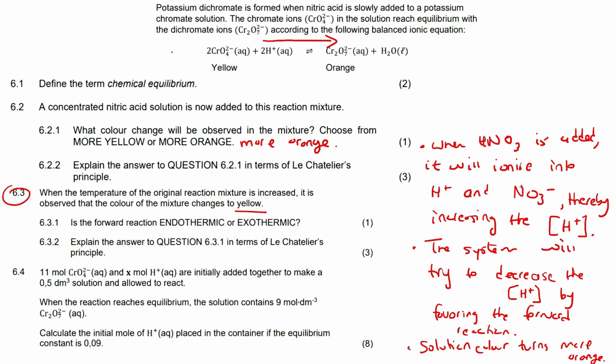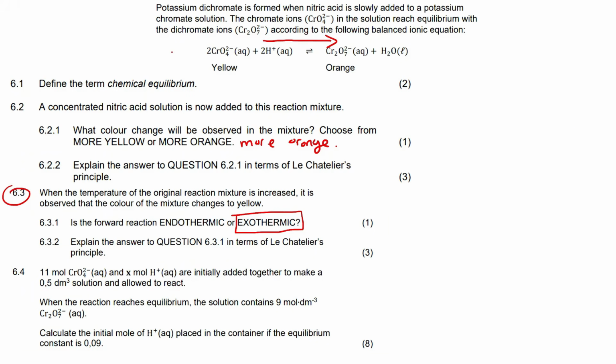Okay, so I'm going to do 6.3.1. I'm going to quickly tell you what the answer is for this one. Let me just think about it quickly. Okay, so the forward reaction is going to be exothermic, and now I'm going to help you to understand it by explaining it in 6.3.2.